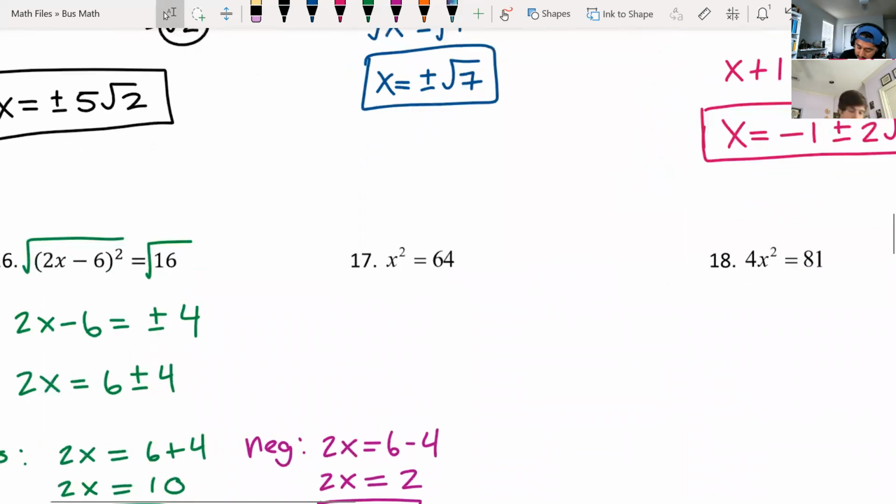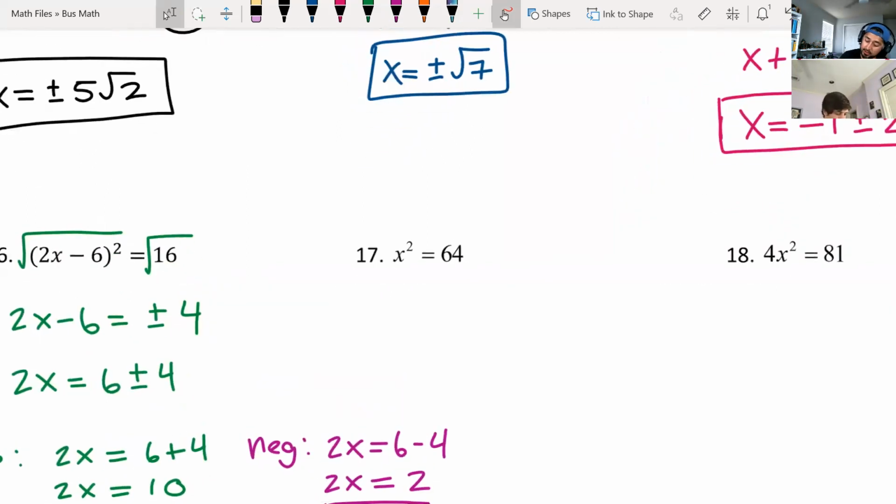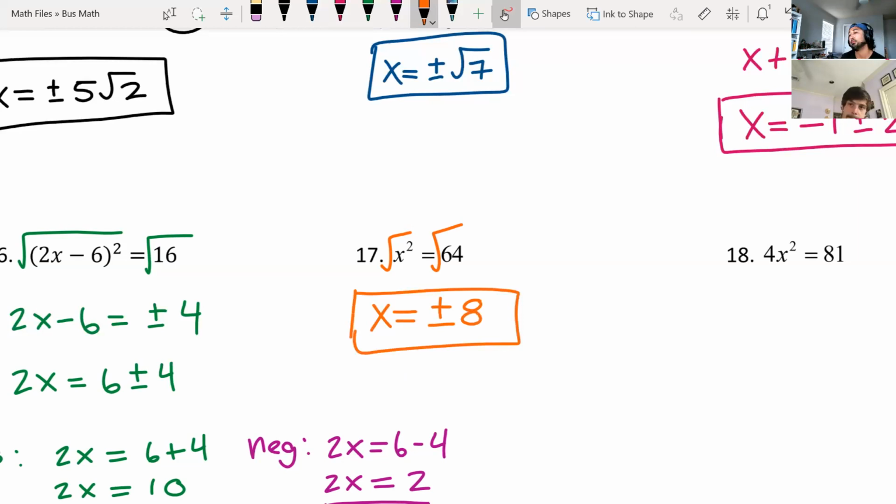17, above, you have x squared equals 64. This is set up nicely for the square root method already. So you just square root both sides, and x will equal plus or minus, and what's the square root of 64? 8. Hey, those are nice. That's done.